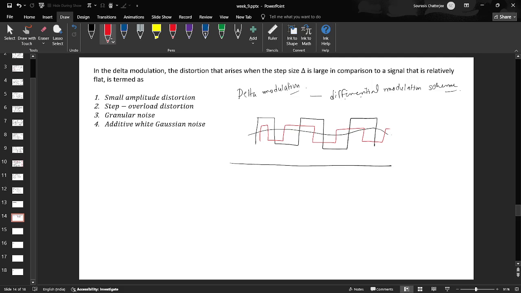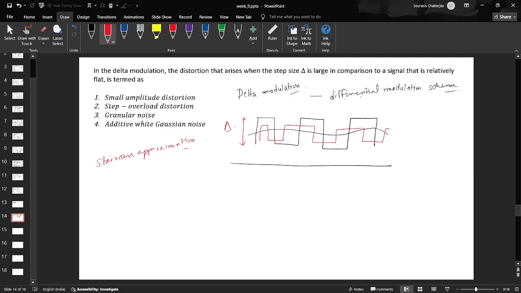So what is happening in delta modulation, if you use a 1-bit quantizer, is that every step size, this gap here, is delta. So what happens is that you do something called staircase approximation.